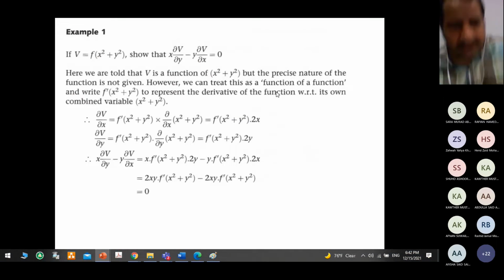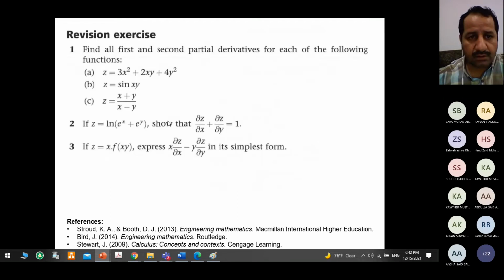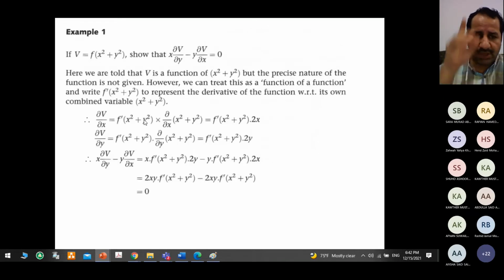We will say, partial v over partial x. This is u, so dv over du is given to you, f dash of x squared plus y squared, plus, now you differentiate the variable u. This is u with respect to x. It's easy to differentiate this. It will be 2x, right?